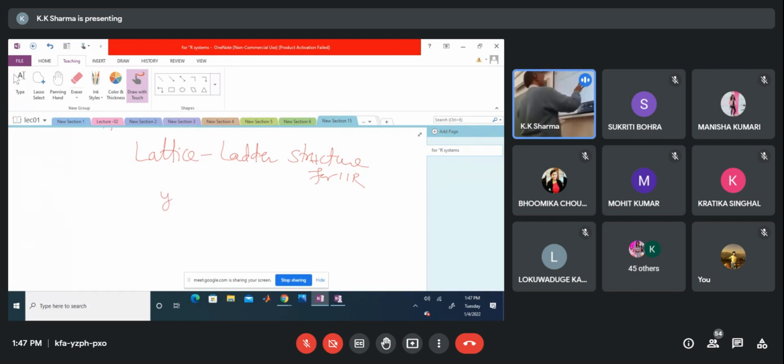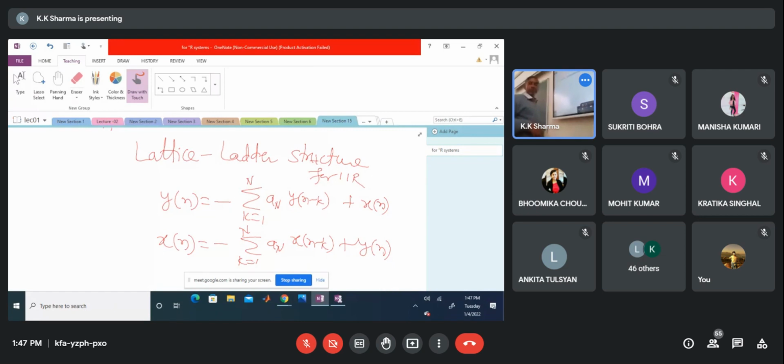So suppose you are given a difference equation y(n) = -Σ a_k y(n-k), k = 1 to N, plus x(n). Now if I interchange the value of input and output, what will be the resulting difference equation? It will be -Σ a_k x(n-k), k = 1 to N, plus y(n). What I have done? I have interchanged x(n) with y(n).